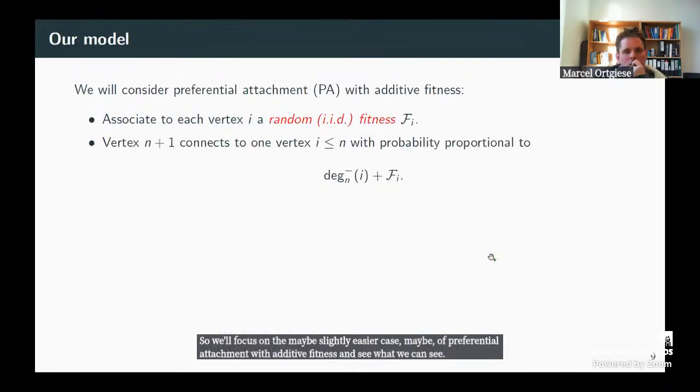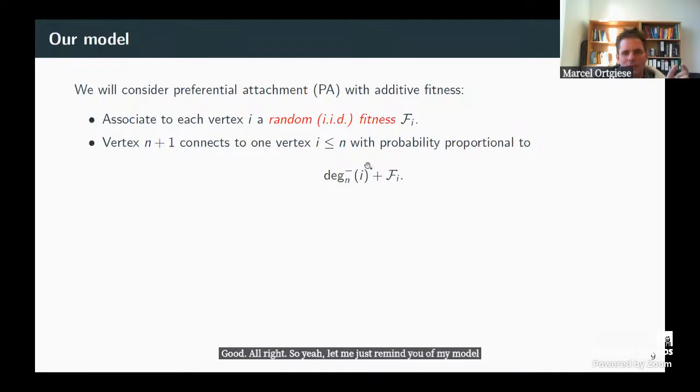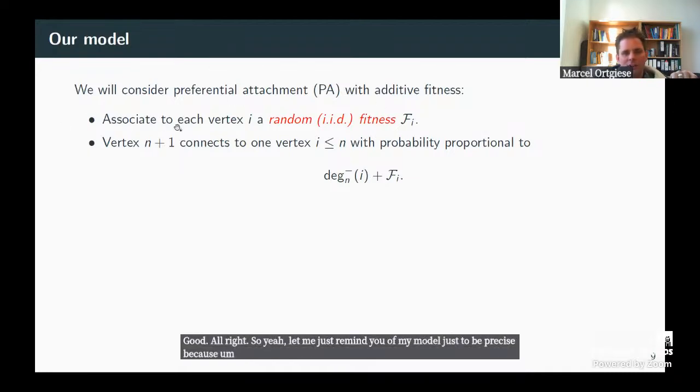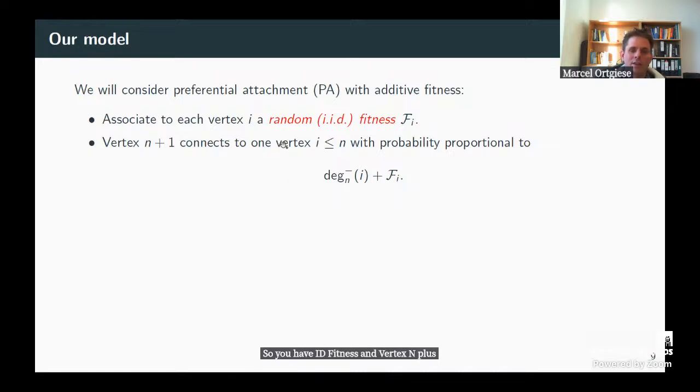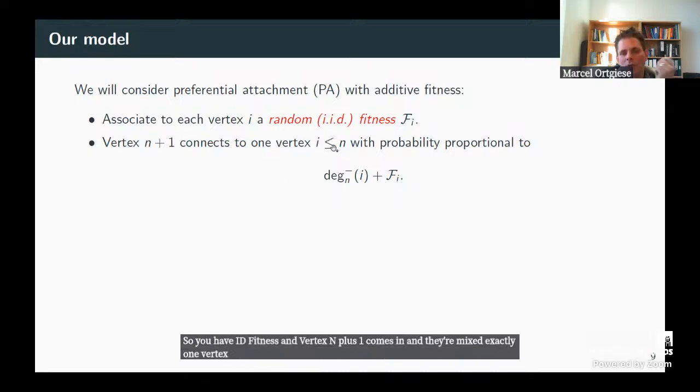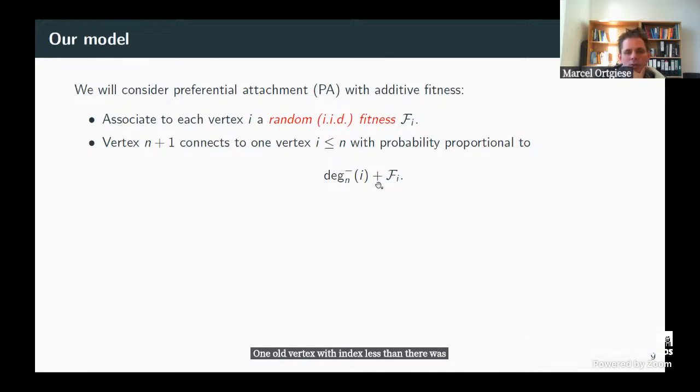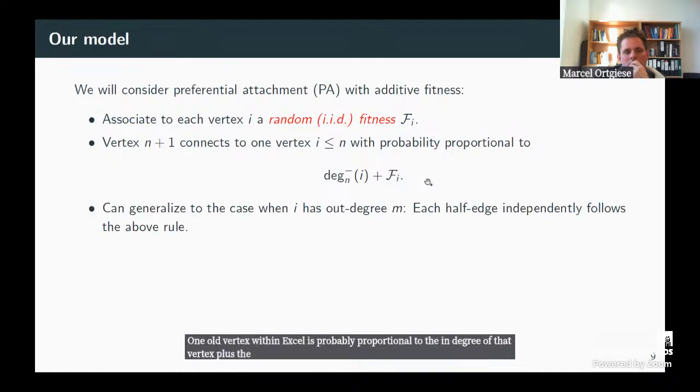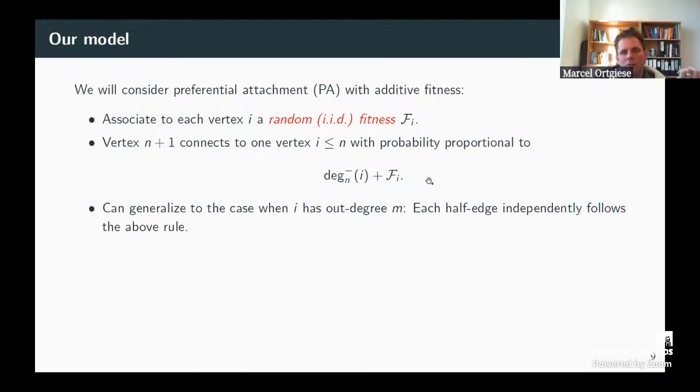Good. All right. Let me just remind you of my model, to be precise. You have iid fitness, and vertex n+1 comes in, and then it connects to exactly one old vertex with index less than n+1, with probability proportional to the in-degree of that vertex plus the fitness. And what we'll be doing later on is changing the model slightly so that when this vertex comes in, it has out-degree m, and then each of these m stubs independently connects to exactly one of the old vertices with this probability. Each half edge does that independently.